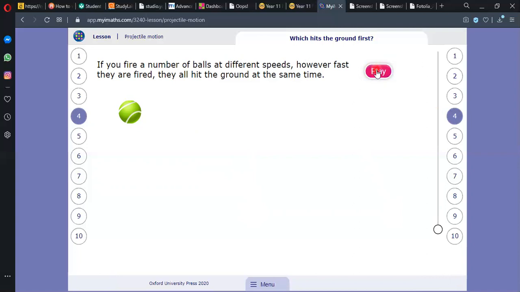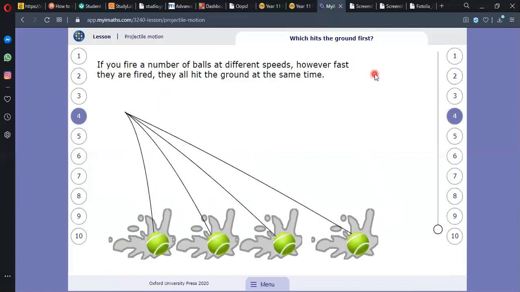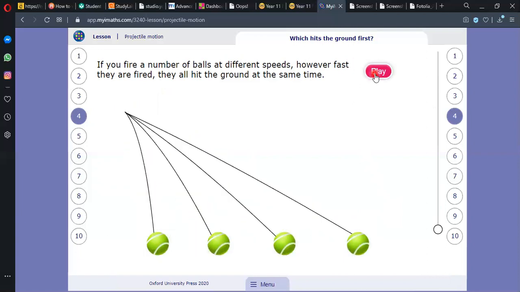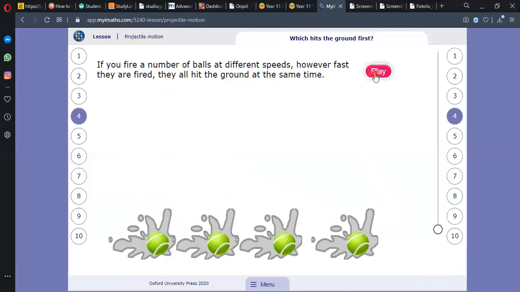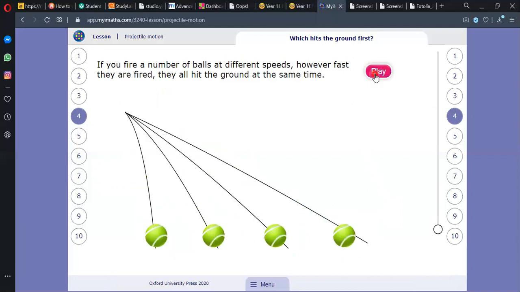Let's play it and see. The ball is right here. We're going to fire a number of balls from there. Pow. Can you see? Let's see it again. Pow. They will all hit the ground at the same time, no matter the speed that they were being projected at from the same point. So guys, let's understand that. Moving on.